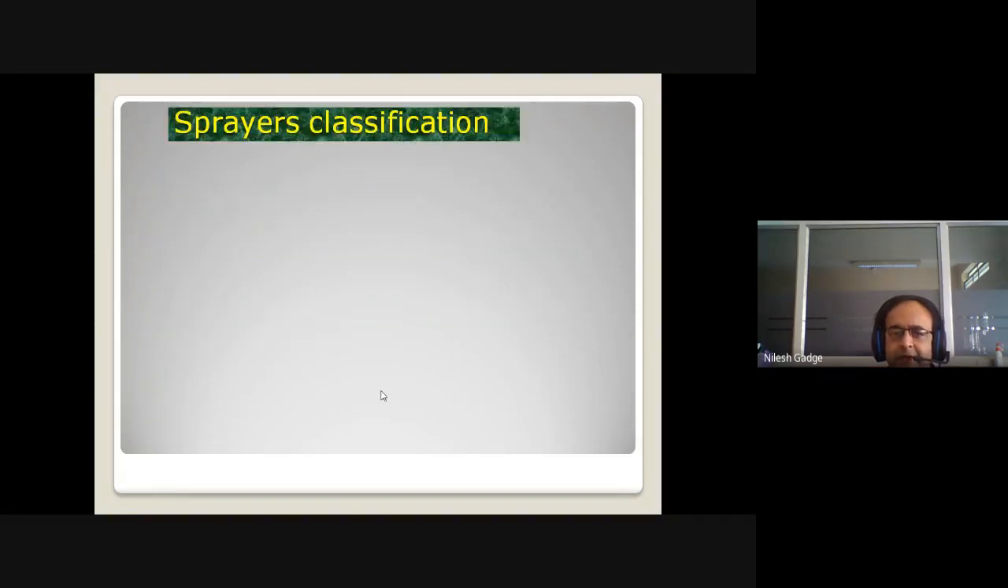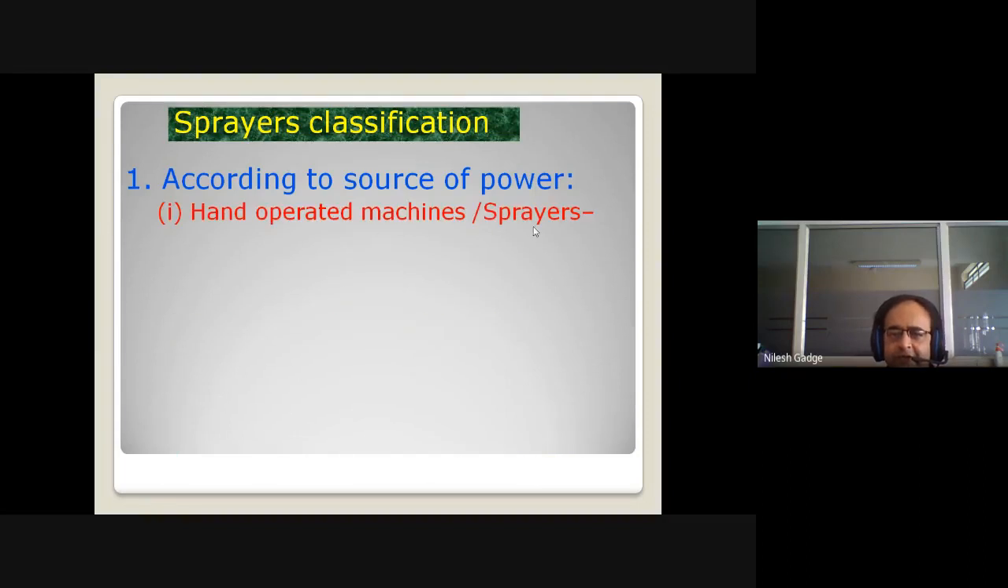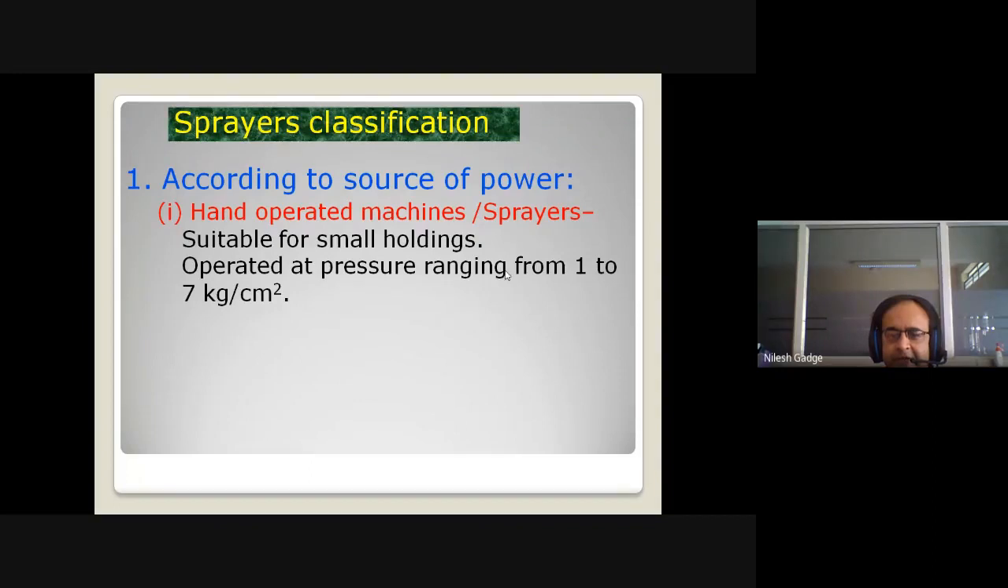Then we will see the classification of sprayers, and the classification of dusters later on. So first of all, we'll see the classification of sprayers according to the source of power. Which power is used? Hand operated machines or sprayers you might have seen. Many figures are there, so I will show you the figures and some videos. Hand operated sprayers are suitable for small land holdings, operating at a liquid pressure of about 1 to 7 kg per square centimeter.